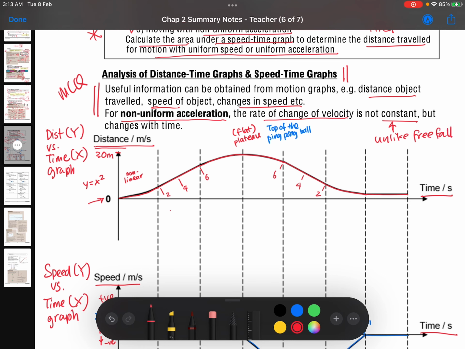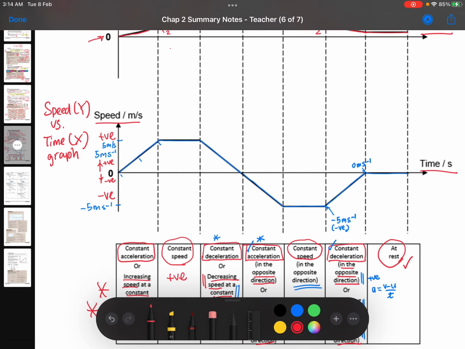Okay, we are not talking about velocity, but we are talking about rate of change of velocity. But this non-uniform acceleration changes with time. Okay, what do we mean by that? I think probably I will illustrate in the following sections. Okay, now let's move on.